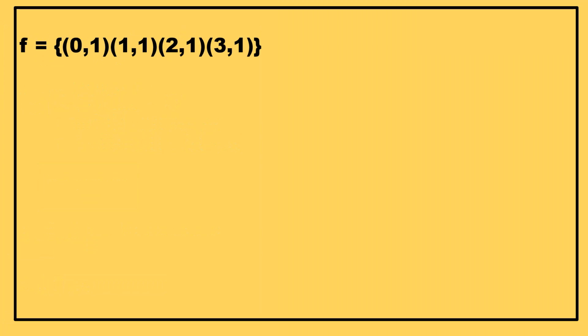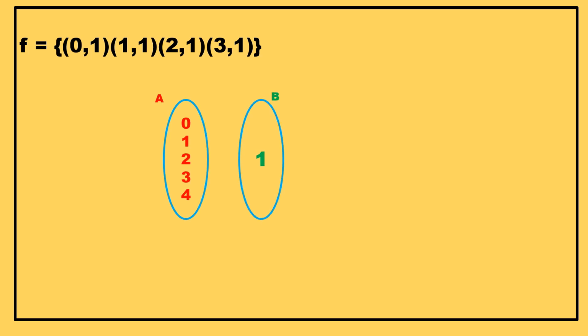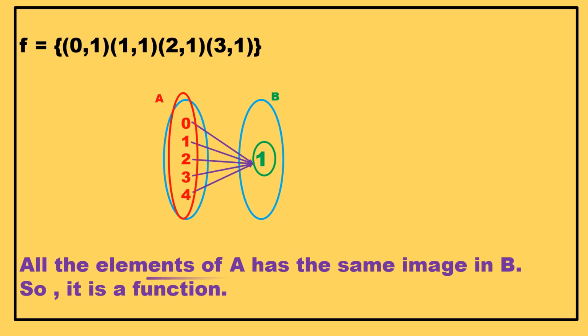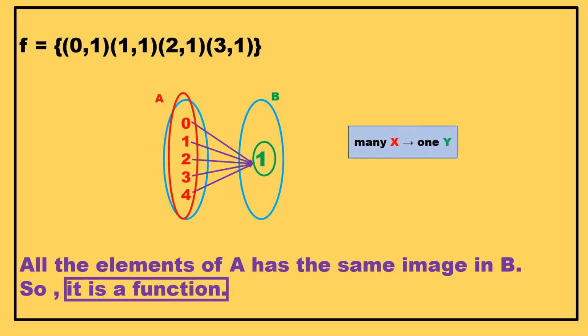Let's consider the set of points from the previous slide, which is represented in an arrow diagram. All the elements of A have the same image in B, so it is a function. For many x, one y, so it is a function.